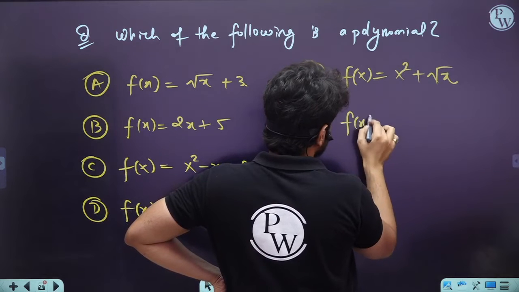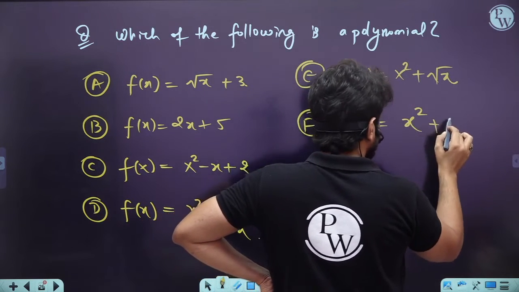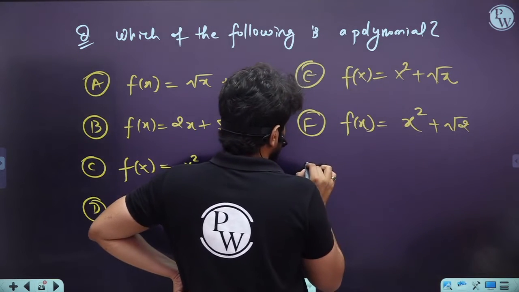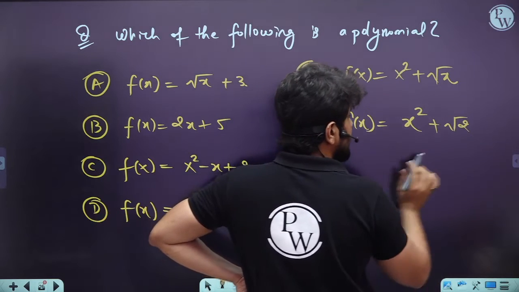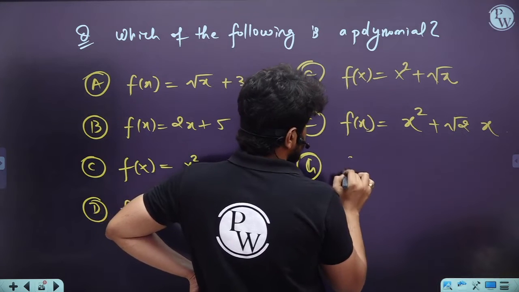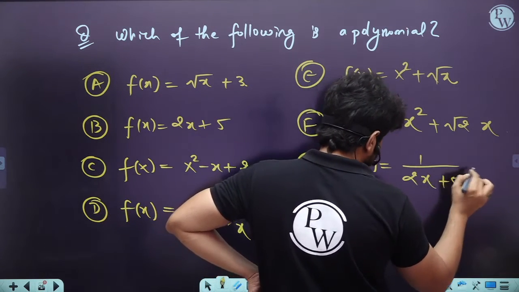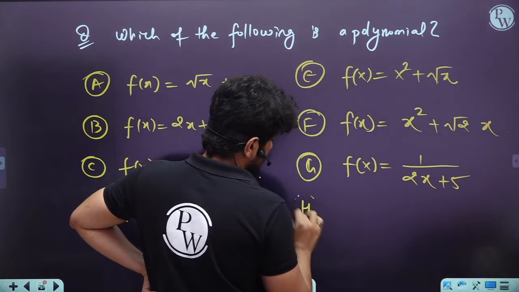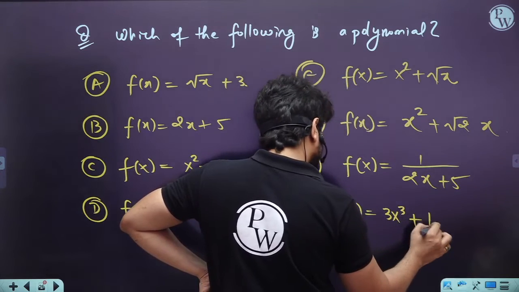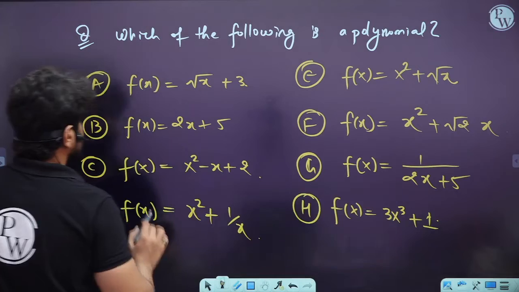Which of the following is a polynomial? That's the question. Next, f of x is equal to x square plus root 2, or root 2 times x we can write. Next, f of x is equal to 1 upon 2x plus 5. Next, f of x is equal to 3x cube plus 1. Now, first of all, option A.